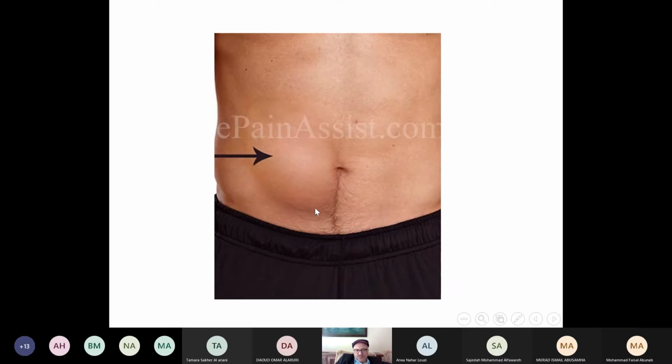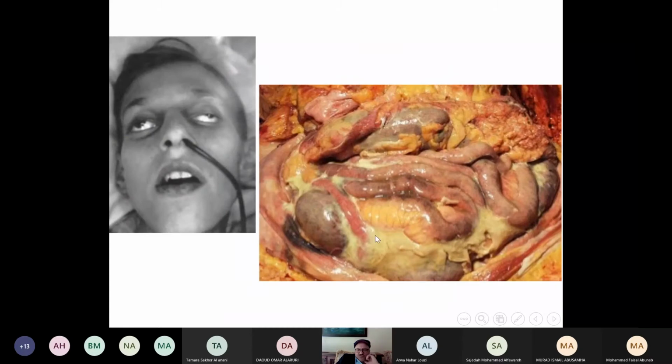You look for masses, and if there is a mass, you need to describe it with all the descriptions you have been taught about: the site, the size, intra-abdominal or extra-abdominal, mobility, tenderness, etc. Signs of peritonitis. This is pus in the peritoneum. Tenderness, guarding, rigidity, and before that moving with respiration, pain on coughing, and whether this is localized or generalized.